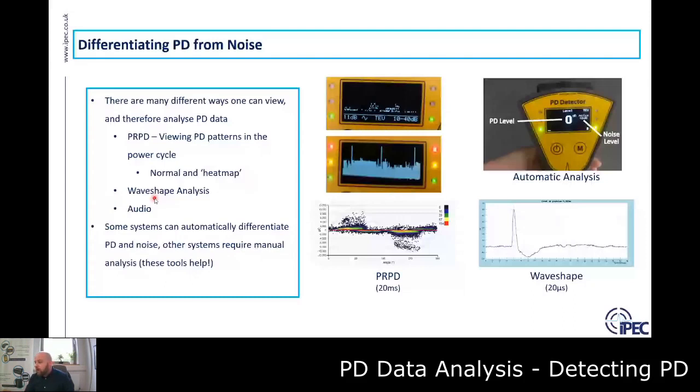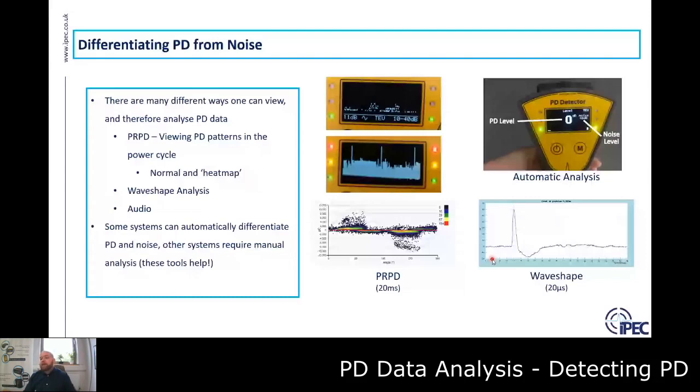So on the right-hand side here is a PD wave shape from our monitoring system. To put it into perspective, on the left here is one power cycle, so that's 20 milliseconds. And on the right here is one, what we call a segment, which is 20 microseconds. So that's 1,000 times smaller than the PRPD here. And we look at a single PD pulse that's occurring.